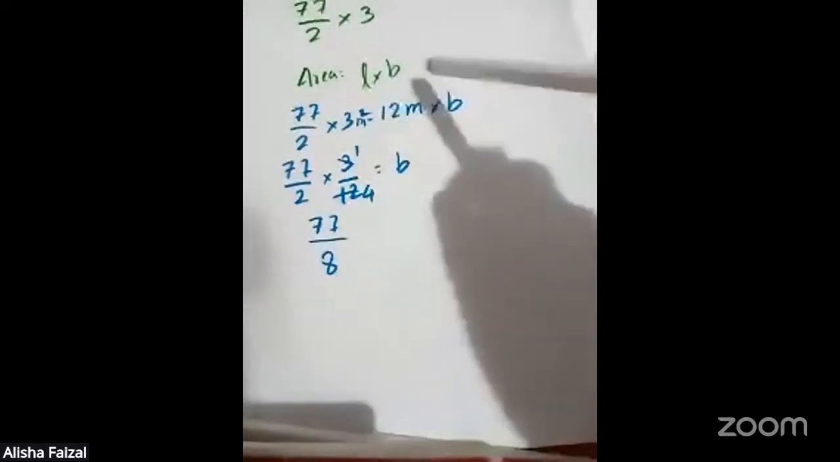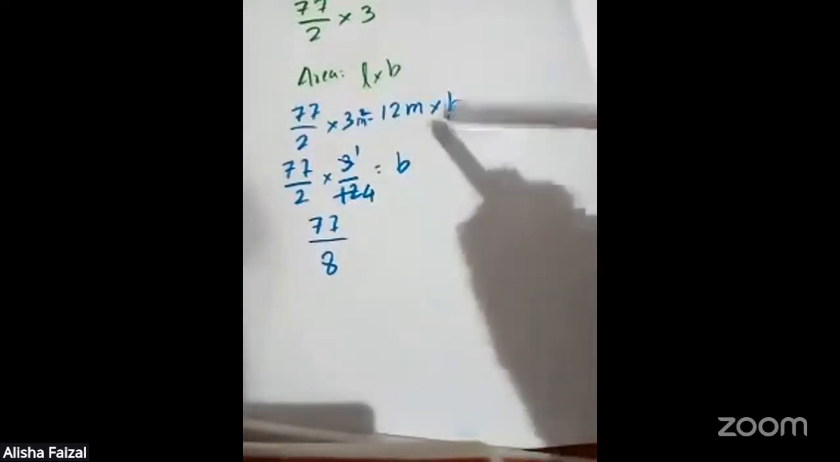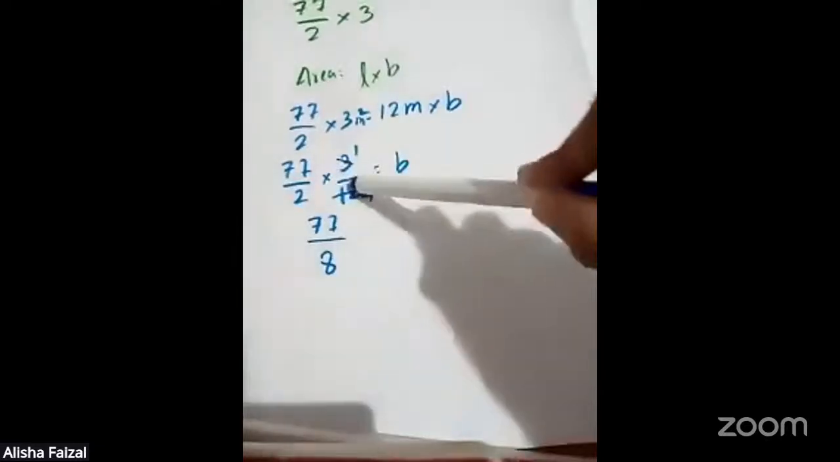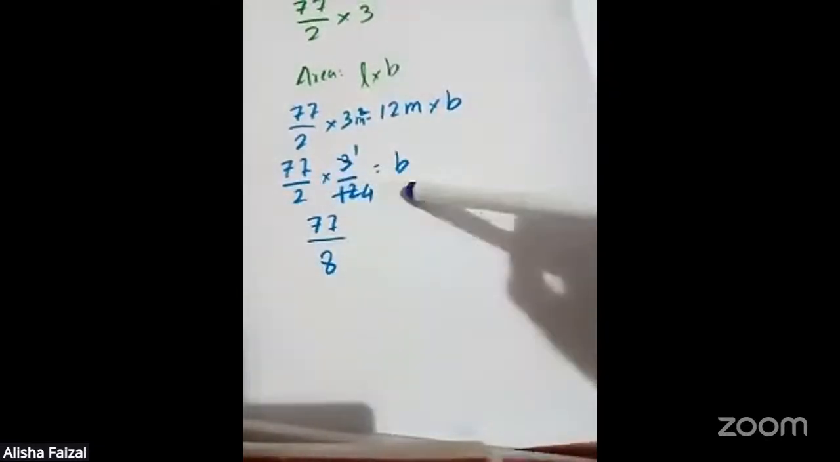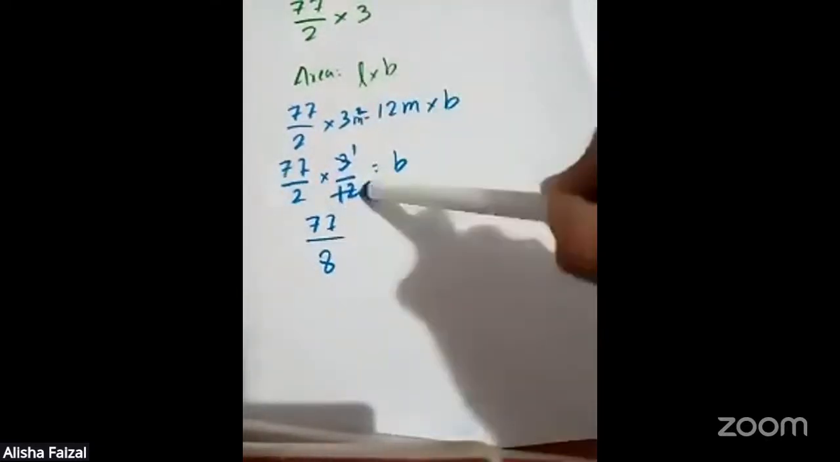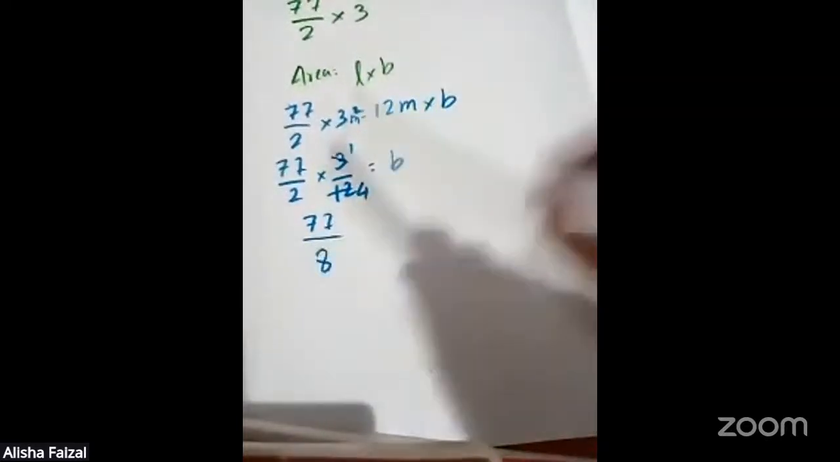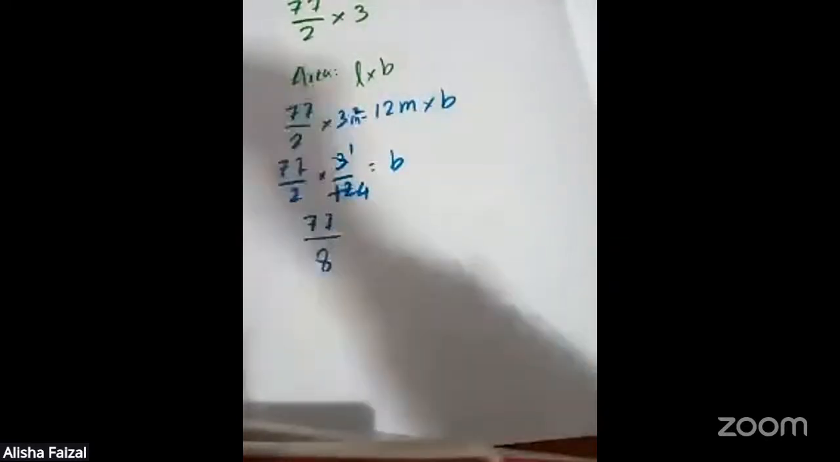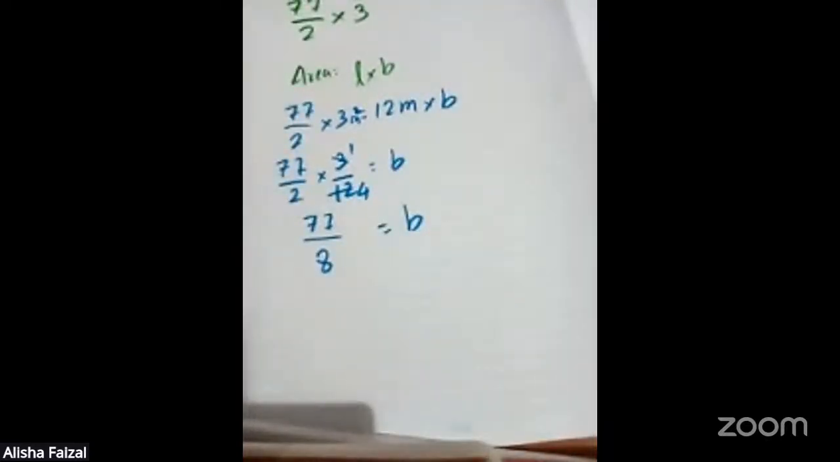Here is 12 multiplied by the breadth. When multiplication goes to the other side, it becomes division. So when you write division, you write it at the bottom. That's why I've written it here. I have simplified and I got the answer 77 over 8. What is the unit here? Meter square. Yes.